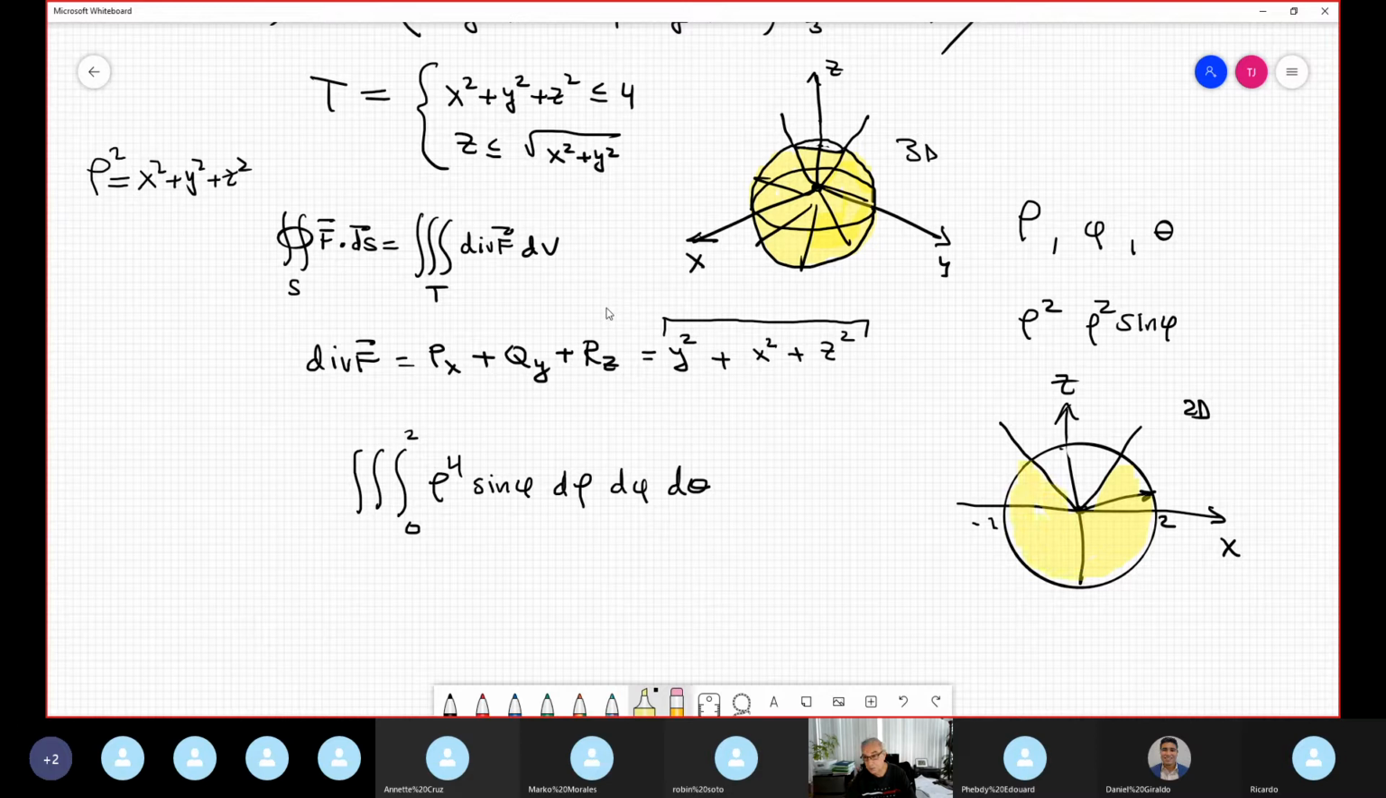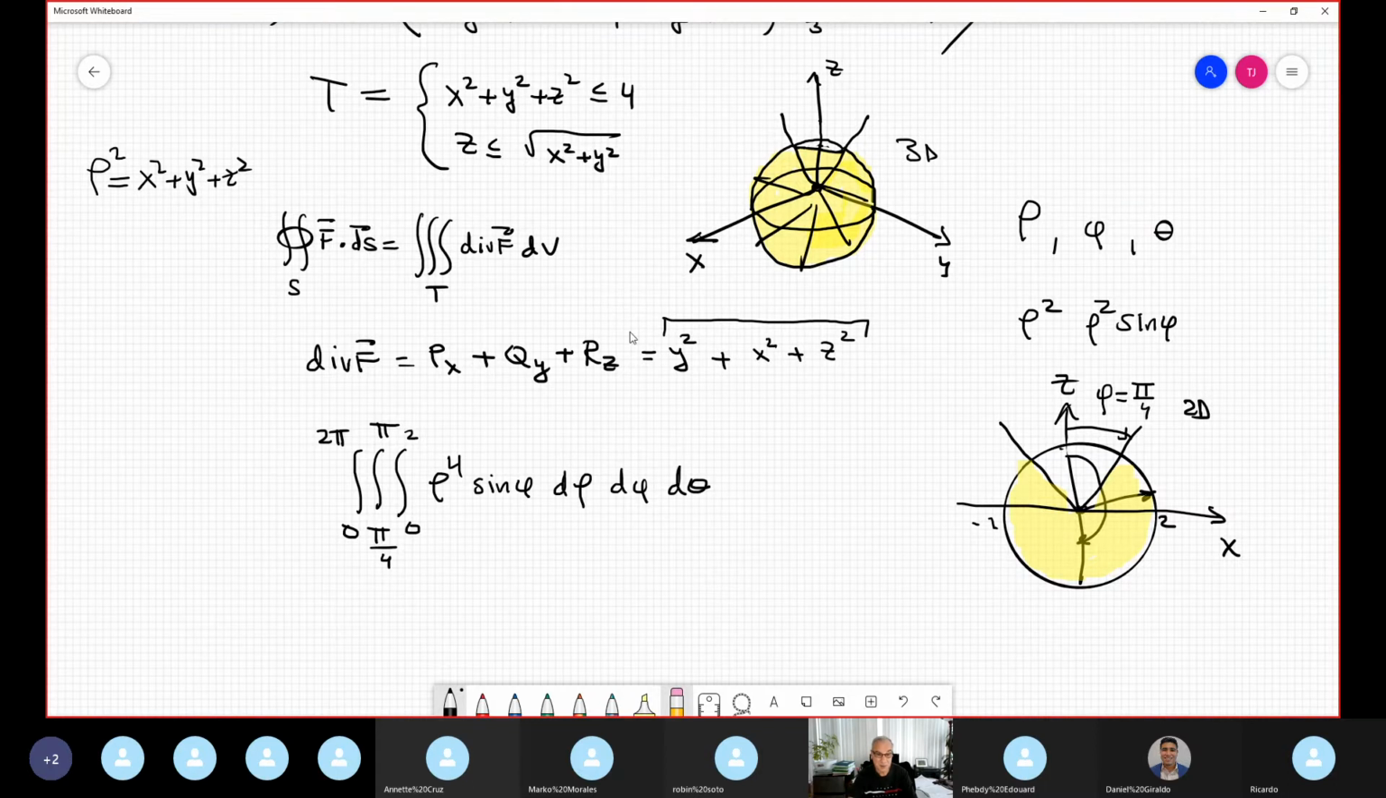This is my solid. Then for phi, vary from this angle, pi over 4, to this angle, pi. So from pi over 4 to pi. And theta goes from 0 to pi because it's not a full sphere, it's a portion of the sphere. Okay, so this is the integral I need to do.